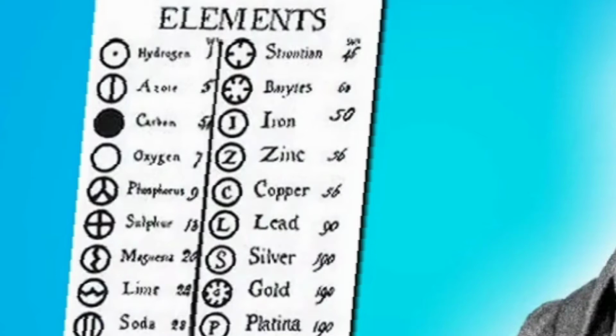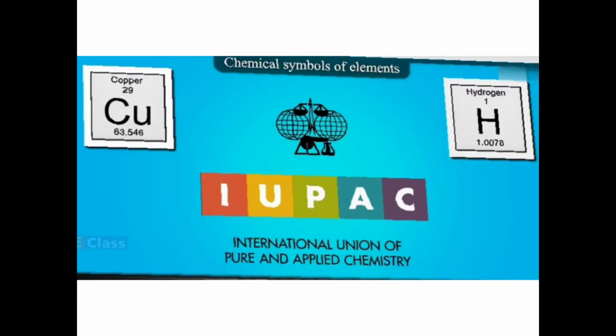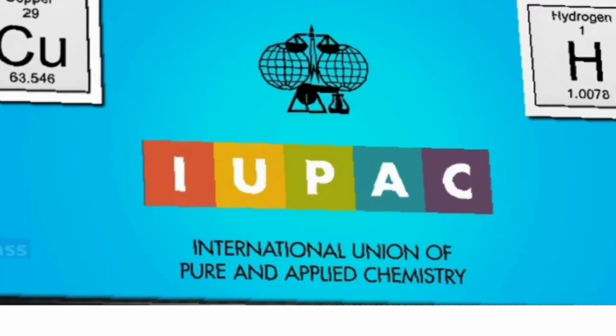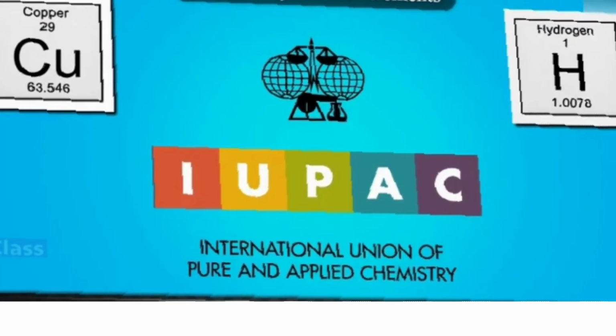Today we all use the symbols determined by the IUPAC, the International Union of Pure and Applied Chemistry. That means for copper we use Cu, for hydrogen we use H. Now what is the speciality of this? Children, here always the first letter is capital.